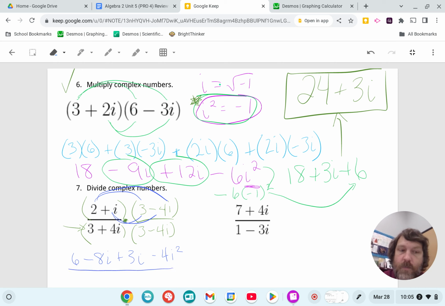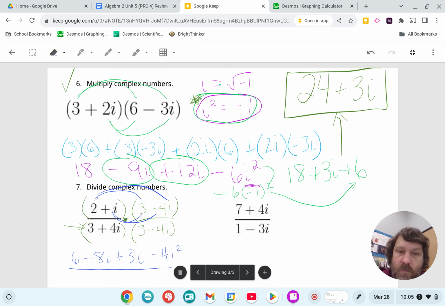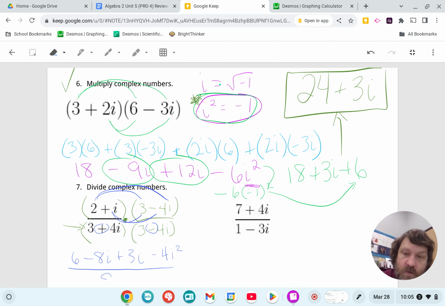Now the bottom is a little bit easier. Because of some rules that we know, when we multiply numbers that are a plus and a minus with the same two terms, it's just going to be the first term squared, so that's going to be 9, which is 3 squared, and the second term squared, which is 4i, so that's going to be 16i squared.